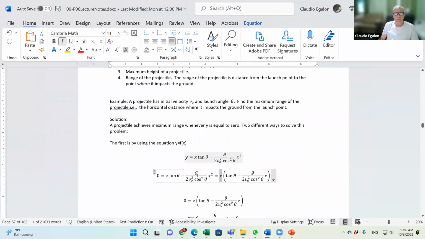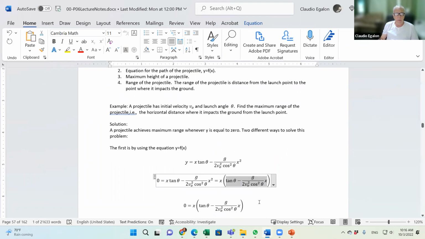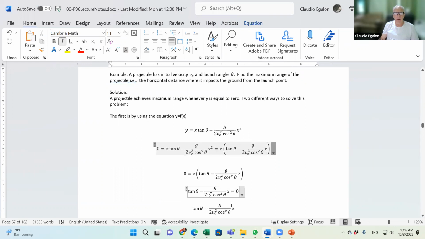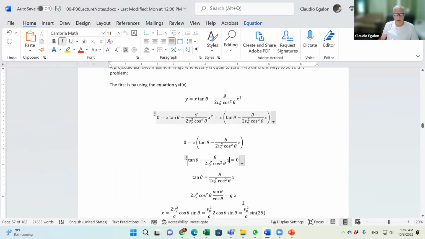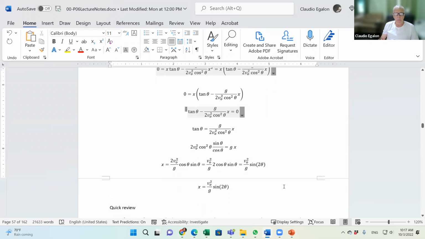So here you go. How do we do it? Just putting x in evidence, we are left with this term here that must be equal to 0. Tangent of theta minus g over 2 v naught squared cosine squared of theta, right? Make it equal to 0 and solve for x. X in this case is going to be R max. Okay, there you go. That's what I get. V naught squared over g times sine of 2 theta. That's going to be the range of the projectile.